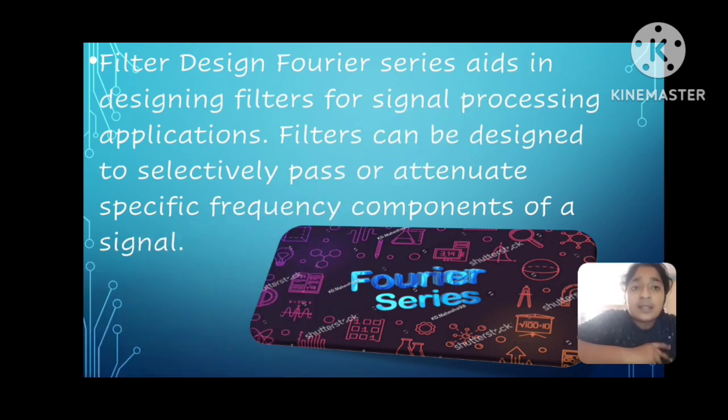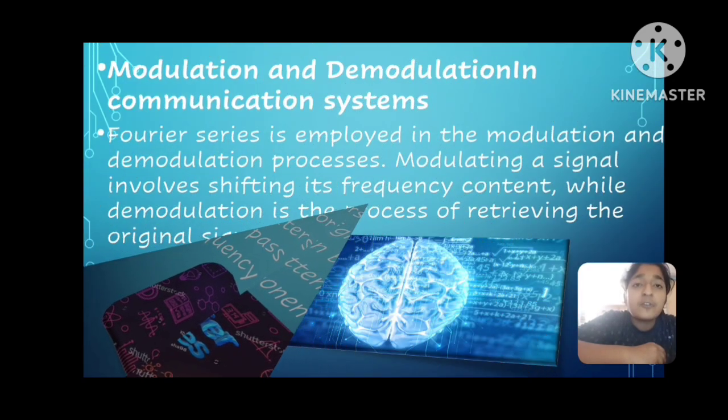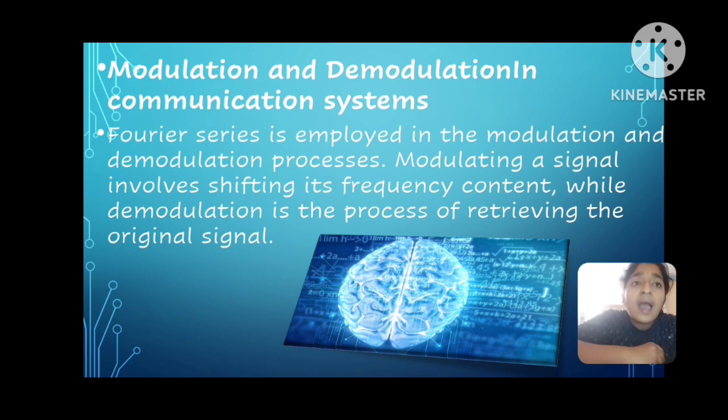And filter design. We come across many different types of filters in the Fourier series when designing filters for signal processing, which is nothing but electronics. In signal processing, such as DSP applications, filters can be designed to selectively pass or attenuate specific frequency components of the signals. Next, the modulation and demodulation in communication systems.